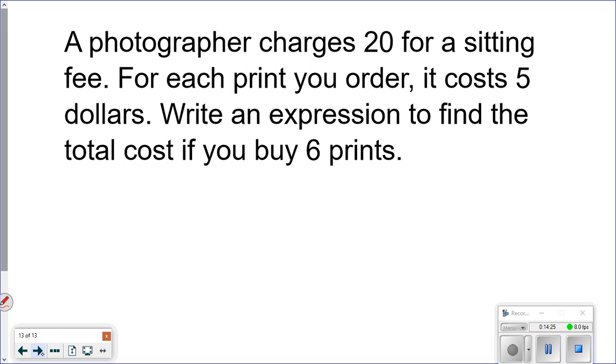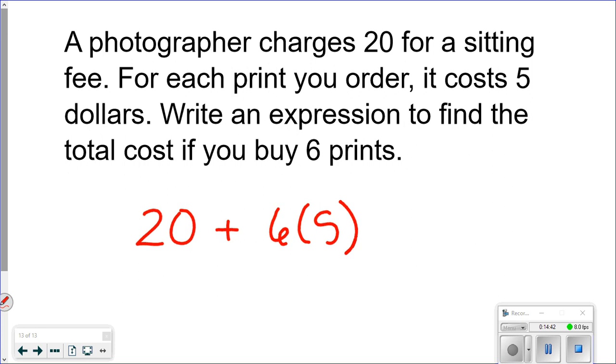Now, a lot of people think that they have to multiply everything by something. You don't have to multiply things by something. So first of all, let's start with the expression. $20 is the flat fee. You have to pay $20. But then if you have 6 prints and each of them are $5, well, you would take 6 times 5. So it's going to cost you just $30 in prints, and then that $20 for that sitting fee.